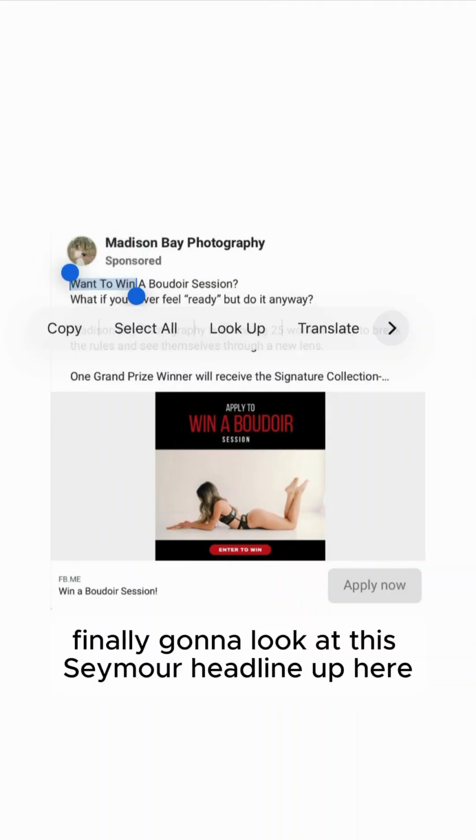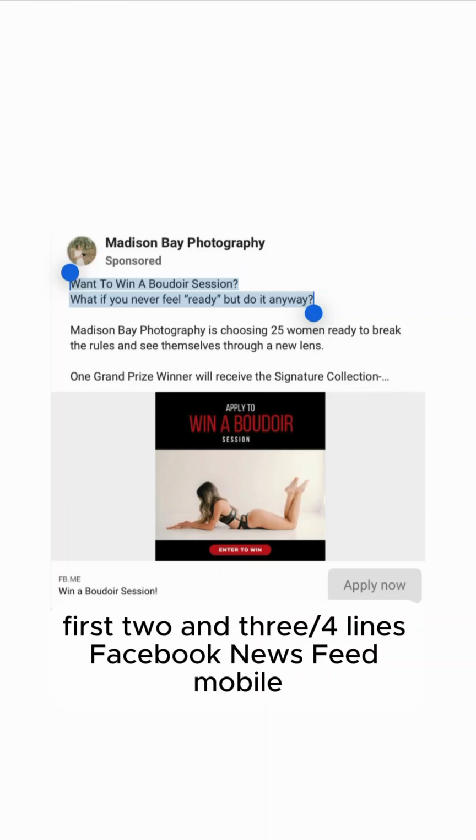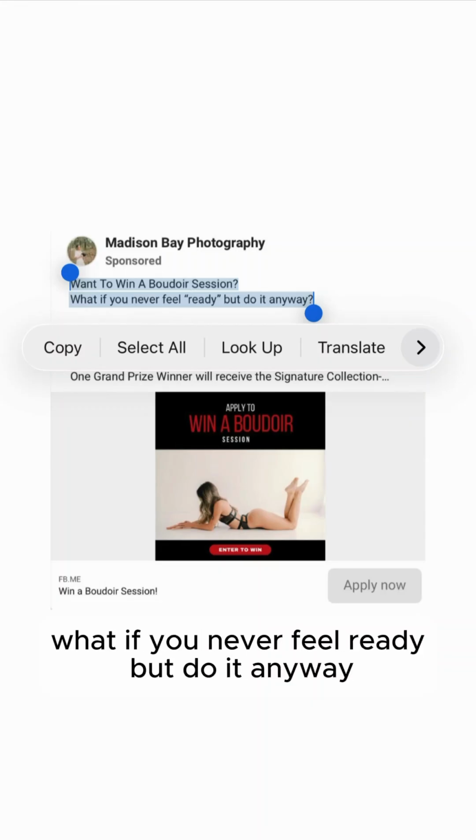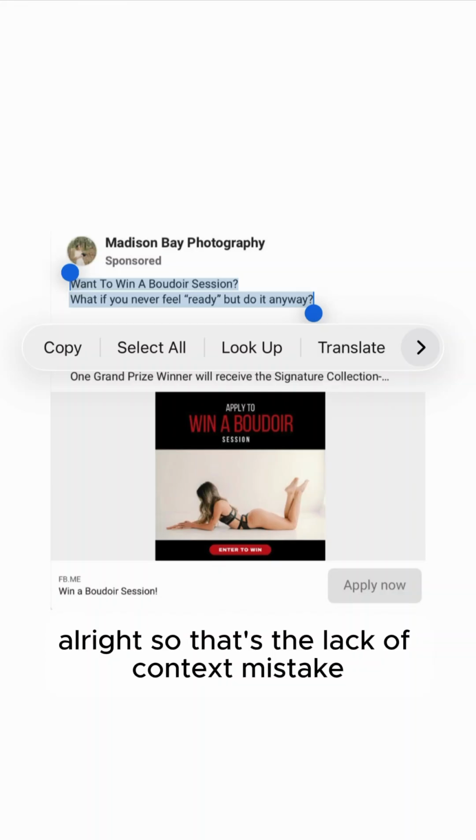Finally, going to look at this See More headline up here. First 2 3/4 lines, Facebook Newsfeed Mobile. We're only utilizing 2 lines here. Want to win a Boudoir session? What if you never feel ready but do it anyway? All right, so that's the lack of context mistake.